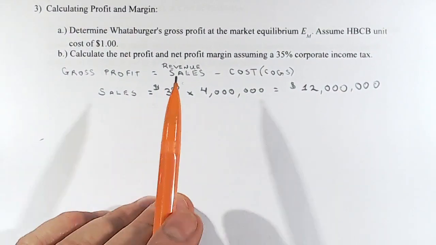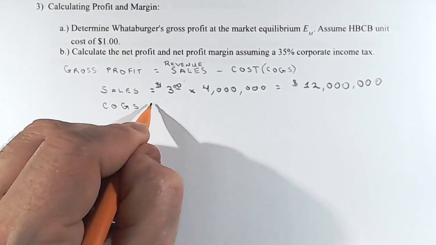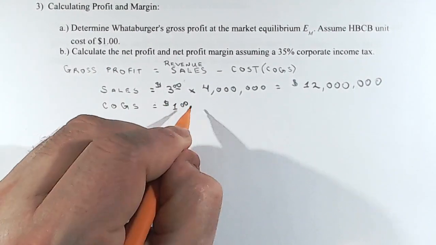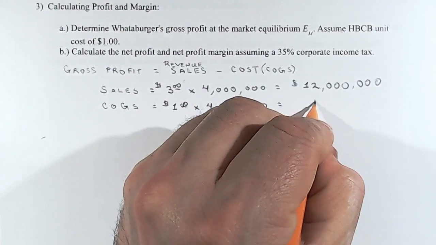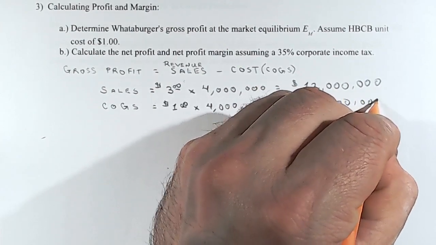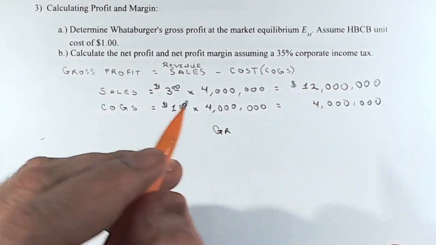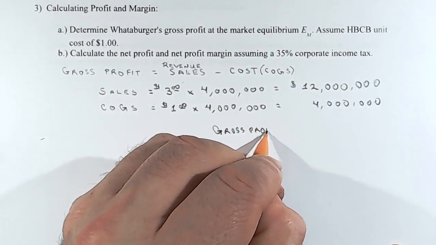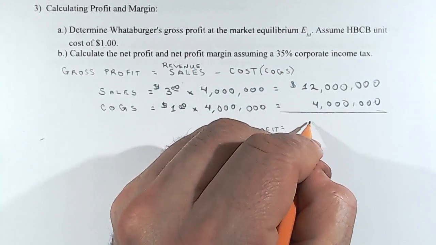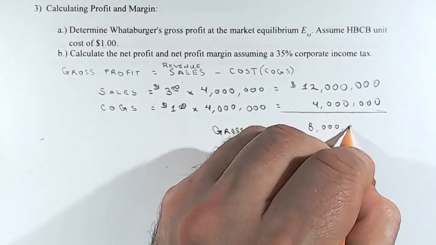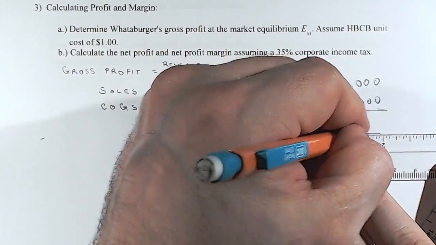Well, what's the cost of sales? The cost of each one is $1. So the cost, or COGS, cost of goods sold, is equal to $1 times 4 million units, the number of units sold, in other words. So that's equal to $4 million. So gross profit is just this minus this. $12 million minus $4 million is $8 million. And this is their gross profit. So that's something we wanted. We wanted the gross profit.